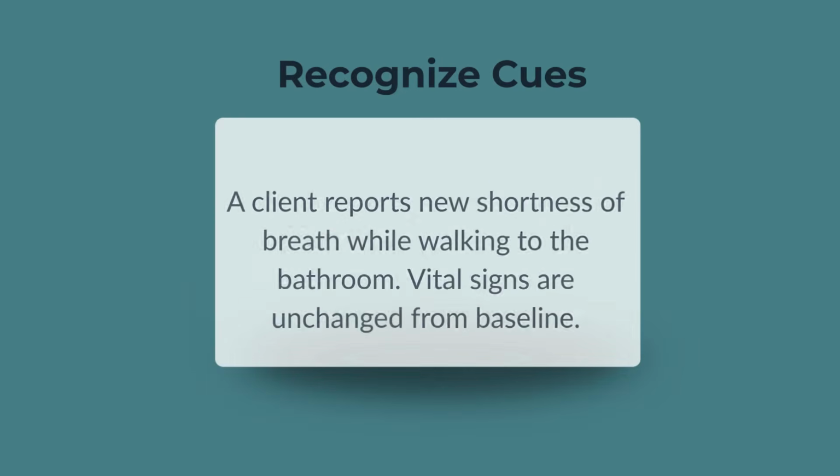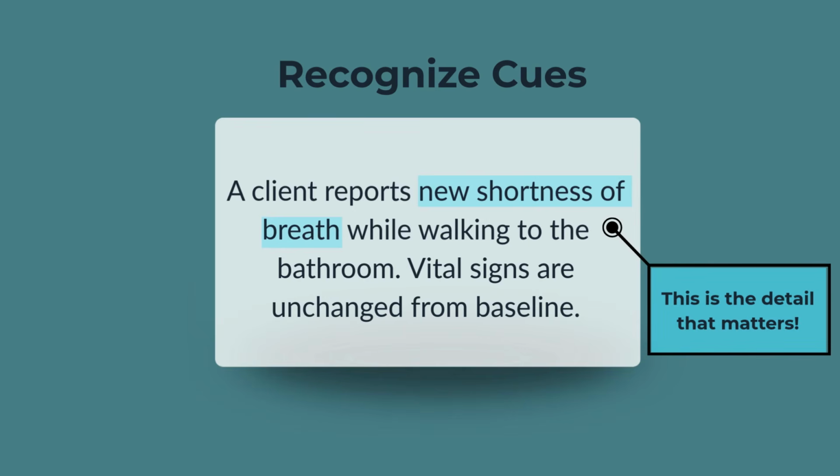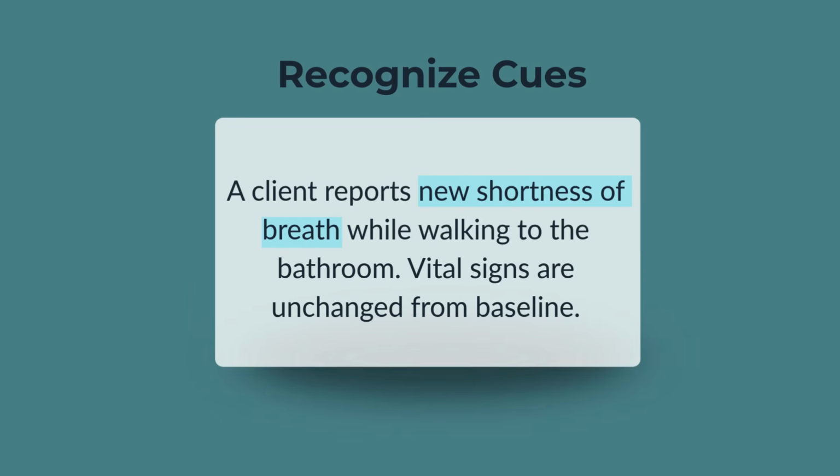Your first step is recognizing cues, the small pieces of information the exam intentionally wants you to notice. It might be a shift in vital signs, a new symptom, or a phrase like, "the client suddenly reports." Exam questions give you plenty of background information, but the cue is the detail that signals the change in the client's status. Finding that one shift is your starting point for understanding what the question is actually about.